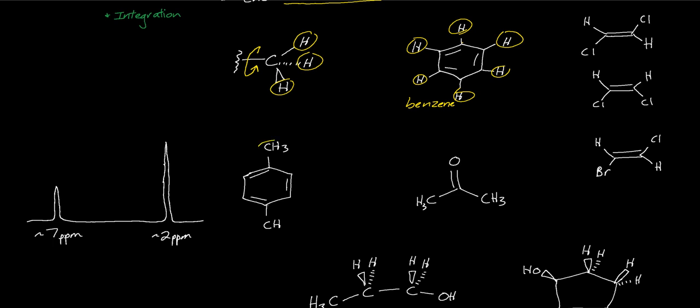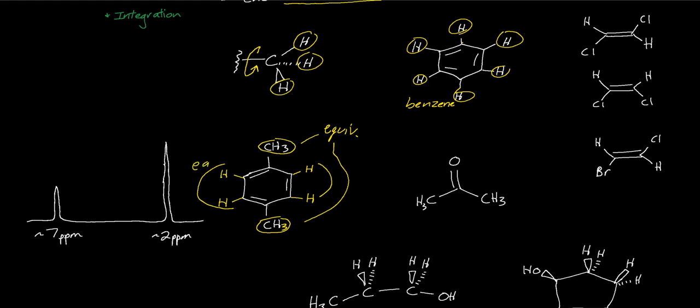However, if I put a methyl group on either end of the benzene, and that should be a CH3, you can easily see that you now have different types of hydrogens. You have the 4 hydrogens on the ring and the 6 hydrogens on the methyl groups. And by symmetry, the 2 methyls are equivalent. And all 4 of the ring hydrogens are equivalent.